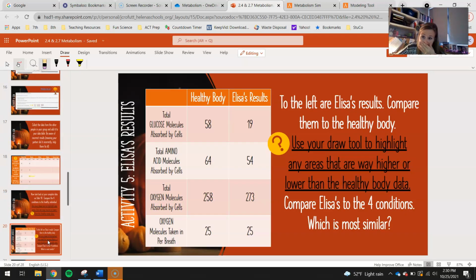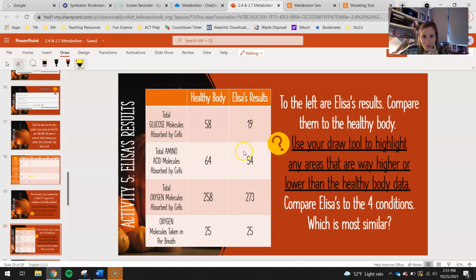On slide 20, you guys will see Elisa's test results. I put in some data for a healthy body for you guys so you can compare. Here's Elisa. You guys are going to do the same thing. You're going to highlight, of her total molecules absorbed by the cells, would you guys highlight 19? Do you think it's enough of a difference that it's concerning to you if you were a doctor to say, yeah, that's an important piece of information?